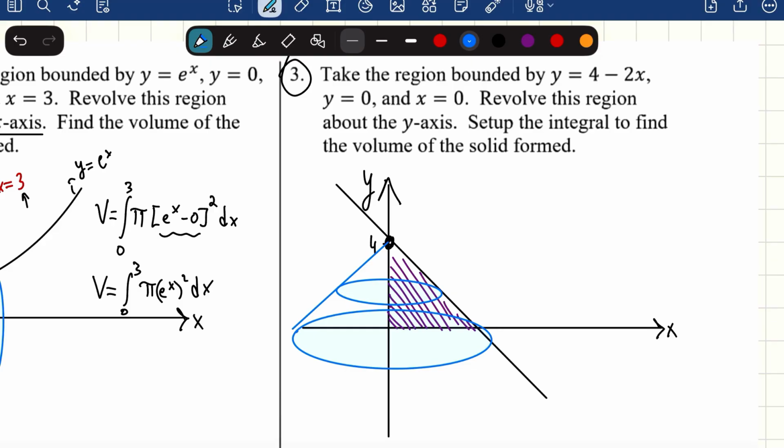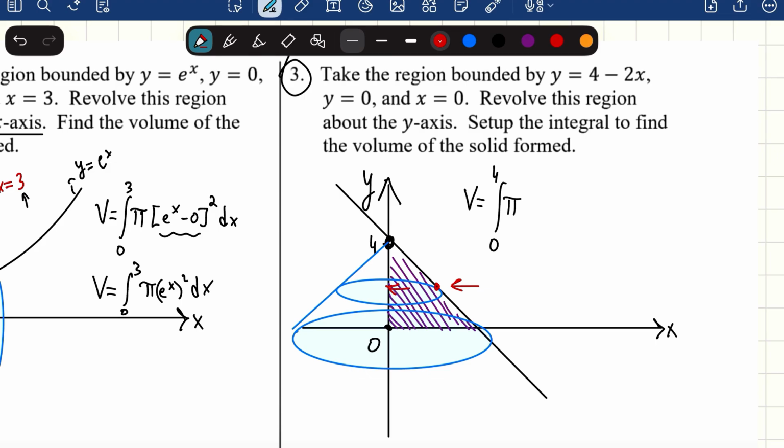So first things first, I know that this value over here is going to be 0. The value on top is 4. So the volume is going to be from 0 to 4 pi. Now what's the radius function? The radius function is basically us moving in this direction. So it touches this function over here, and then it touches the y-axis, which has a function of x is equal to 0.